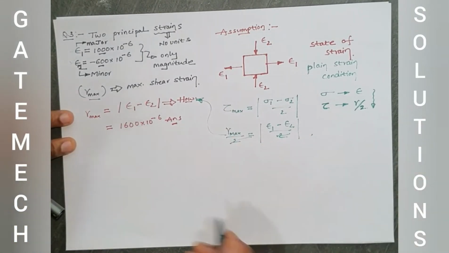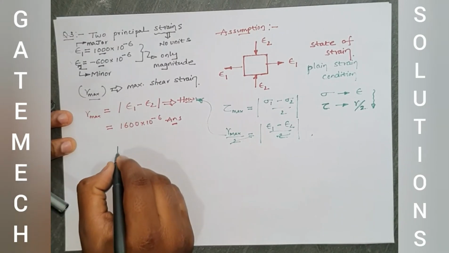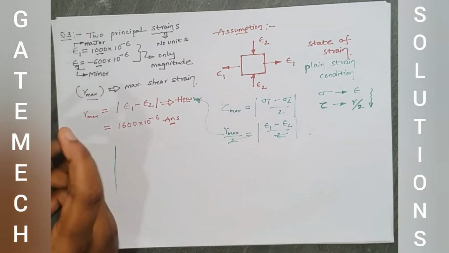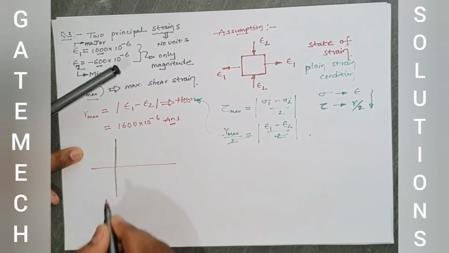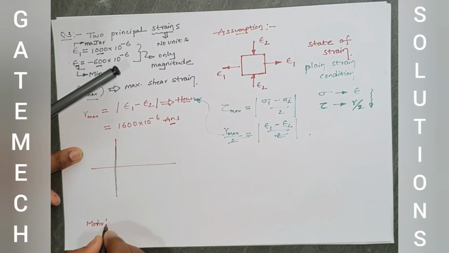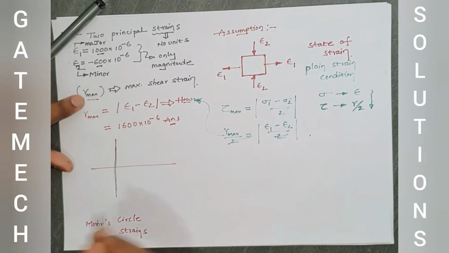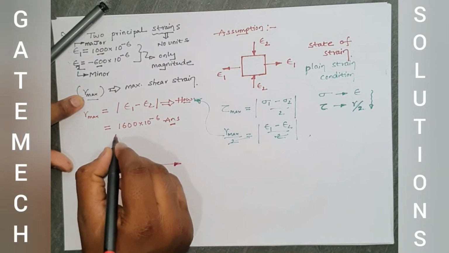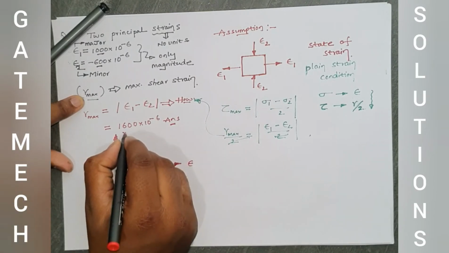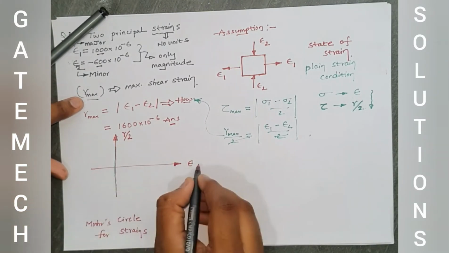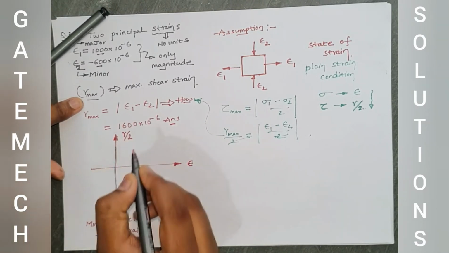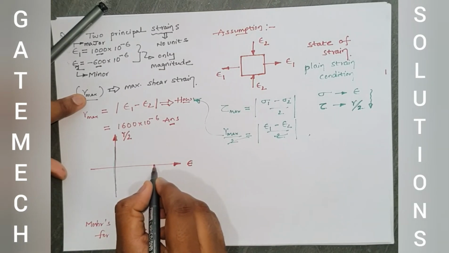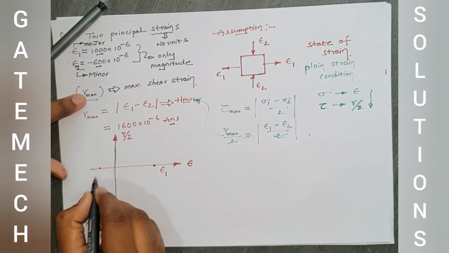So how can we prove it? Again, for that you need to know the concept of Mohr circle. Mohr circle for strains I am taking. It is a graphical representation between normal strain and shear strain. Normal strain I am taking on the x-axis as epsilon. Shear strain I am taking on the y-axis as gamma by 2. Keep it in mind. So as epsilon 1 is 1000, epsilon 2 is minus 600.